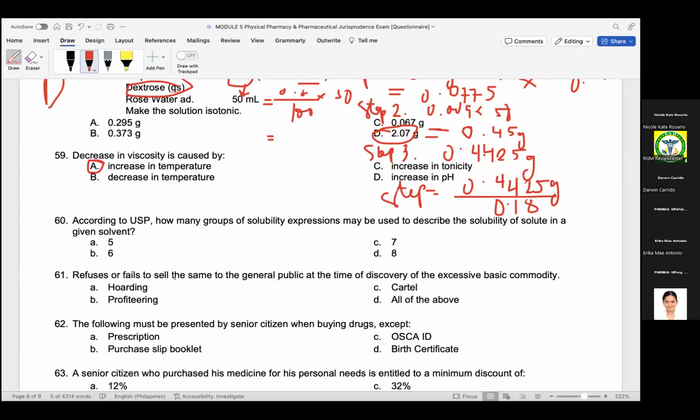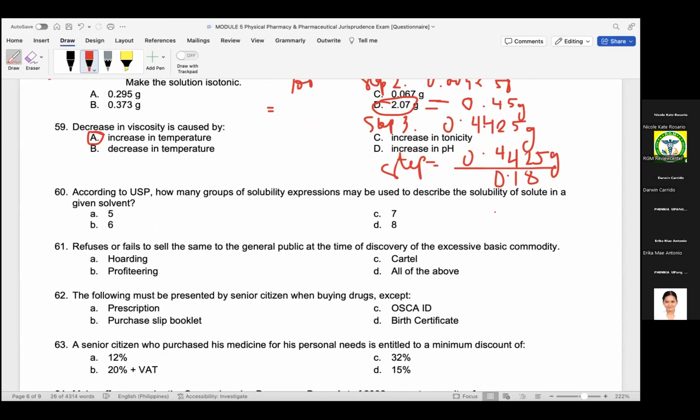Number 60, according to USP, how many groups of solubility expressions may be used to describe the solubility of solute in a given solvent? Very soluble, freely soluble, soluble, sparingly soluble, slightly soluble, very slightly soluble, and practically insoluble. Ilan? 1, 2, 3, 4, 5, 6, 7. So the correct answer is C, 7.